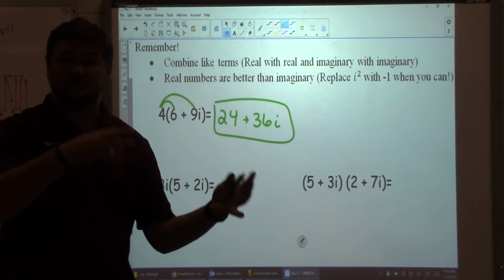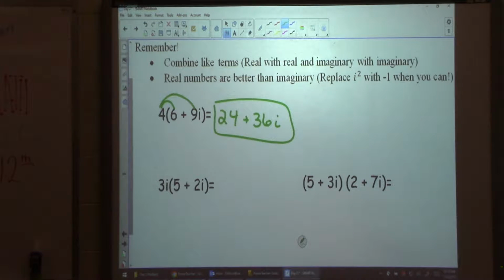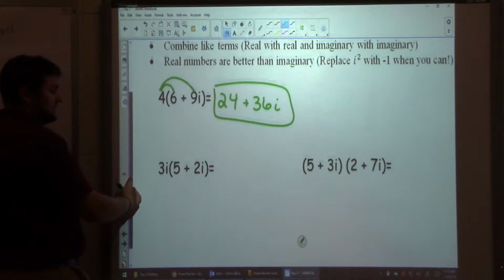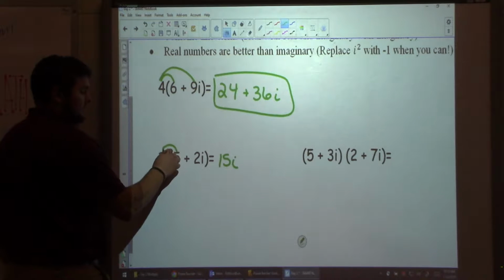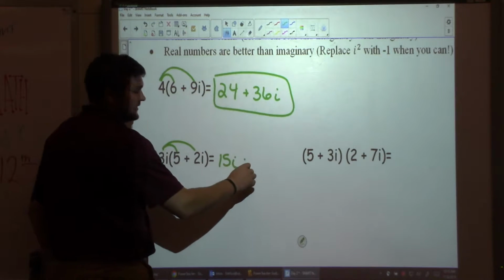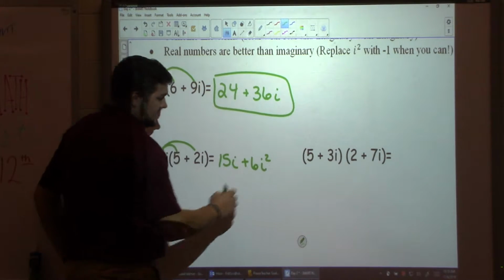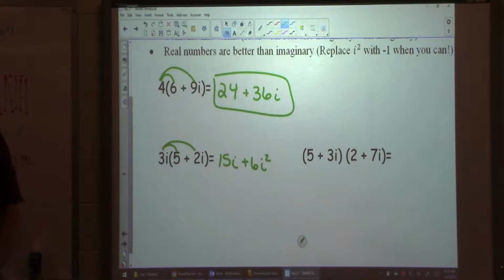Adding and subtracting is just real and real, imaginary, imaginary. This is just like normal. We multiply everything. Same thing here. We get 3i times 5 is 15i. 3i times 2i is plus 6i squared. That is not what we're going to circle. That is not our answer.